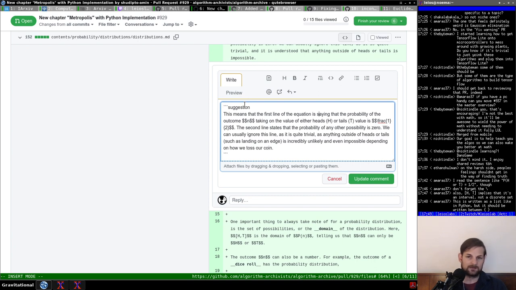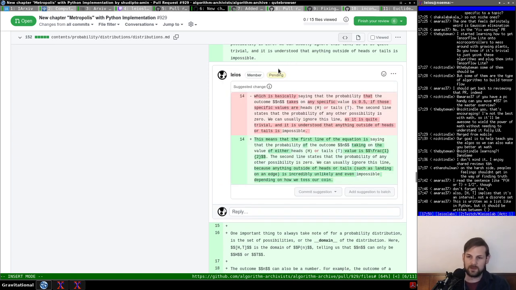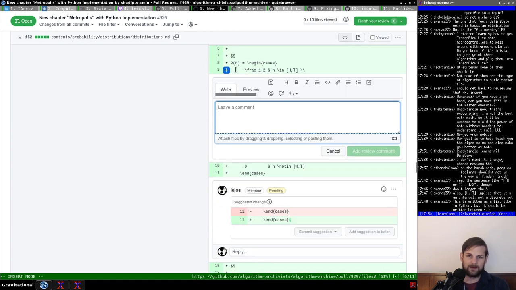We can usually ignore this line as it's quite trivial, because anything outside of heads or tails, such as landing on an edge, is incredibly unlikely or even impossible depending on how we toss our coin. Okay, maybe. It's written in this list, like in Python, but it should be written between. Right. I think I'll mention that as well, and just say maybe we should use that. Obviously, if you have more things to comment, please do.